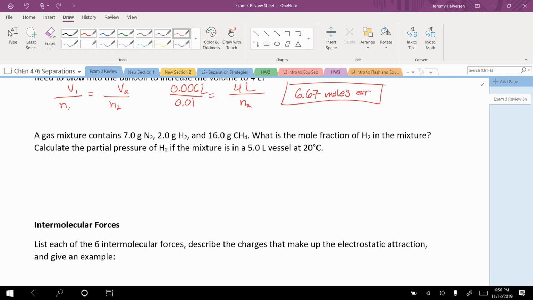A gas mixture contains 7 grams of that, 2 grams of that, 16 grams of that. What's the mole fraction of H2? What's the partial pressure of H2 if the mixture is in a 5-liter vessel at 20 degrees Celsius? If you don't understand how to do the second part, do the first part. If you don't understand how to do the first part, that's okay. Jesus loves you.